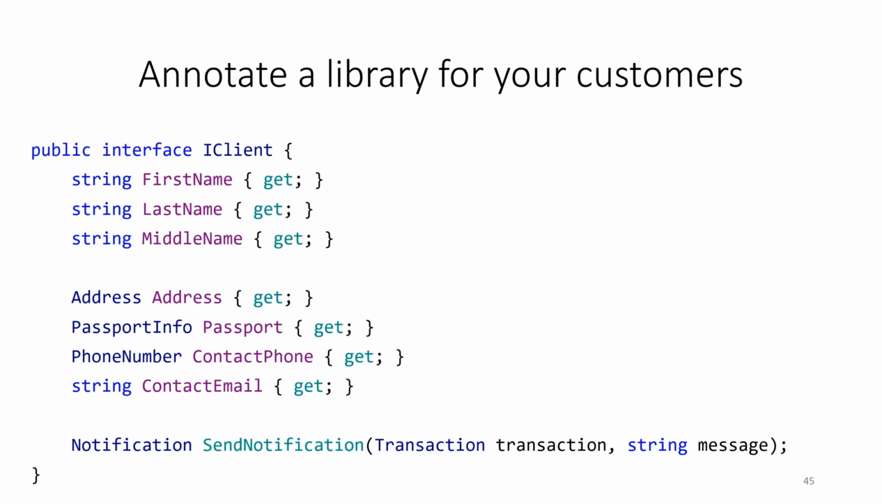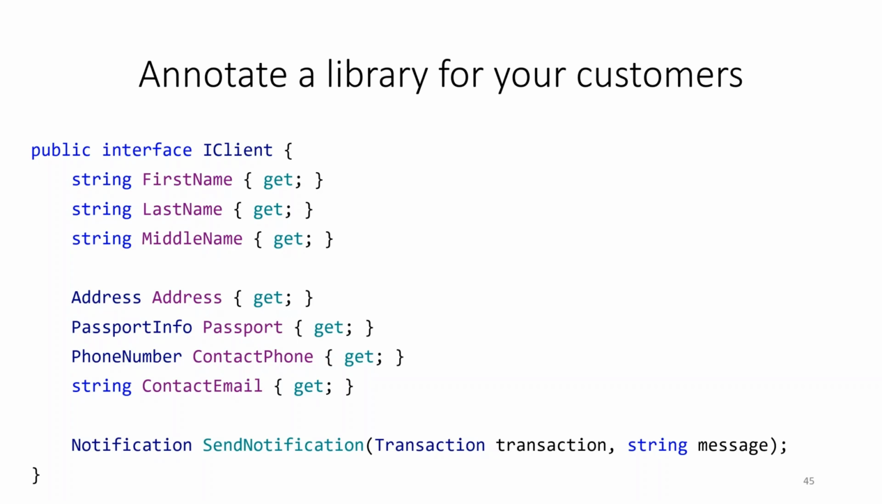For example, this is the client interface I've used in the previous example. And right now, it's not really obvious how I can use it. I probably can guess that not both contact phone and contact email are required for any client, but I can't figure out which one is required, whether I can send notifications only about some transactions they initiated, or maybe I can just send them some promotional materials.